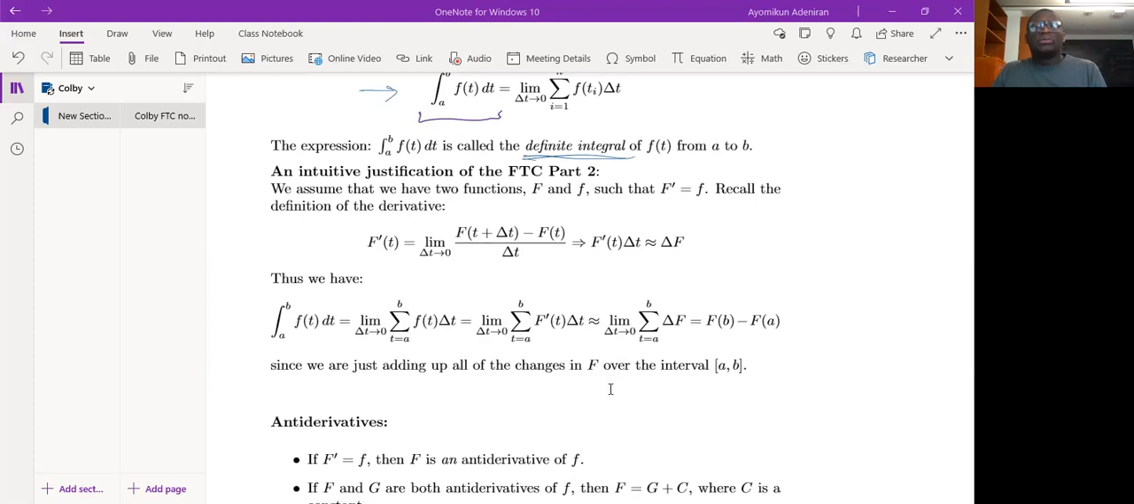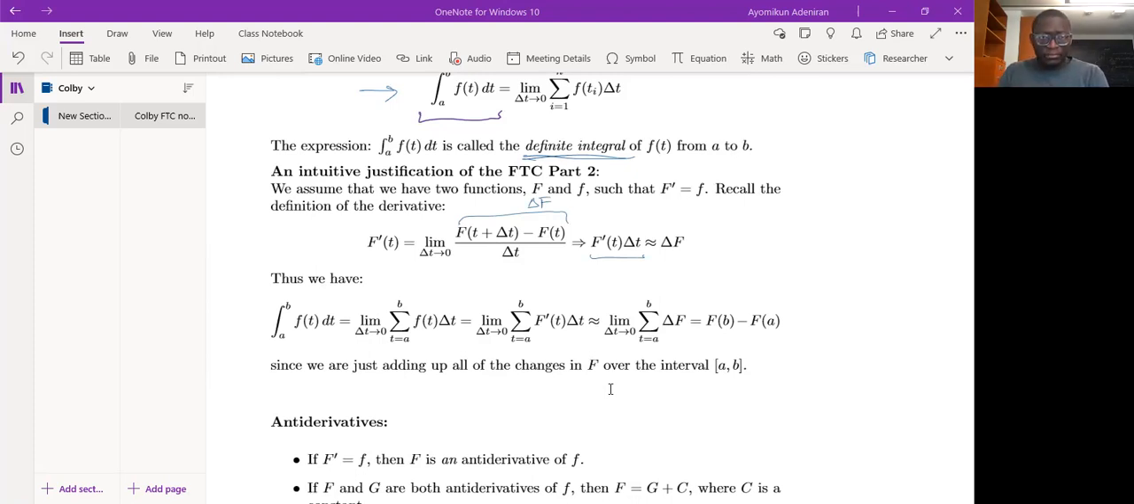Okay, now remember the definition of derivative, we just talked about that earlier. The limit definition is given by: capital F prime of t is the limit of this difference quotient. Now, if you look at the top here, it is pretty much delta F, the change in F. So you can multiply both sides by delta t, and so you have F prime delta t is approximately delta F, because it's a limit. So this is what we have.